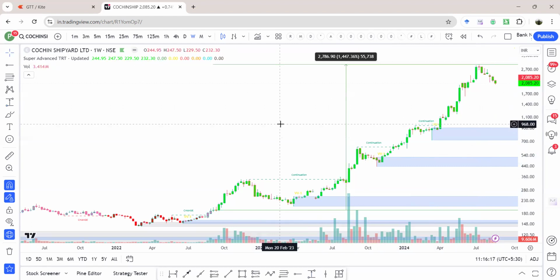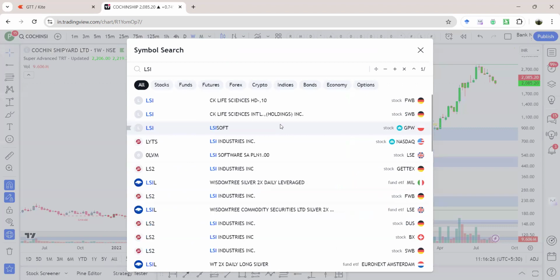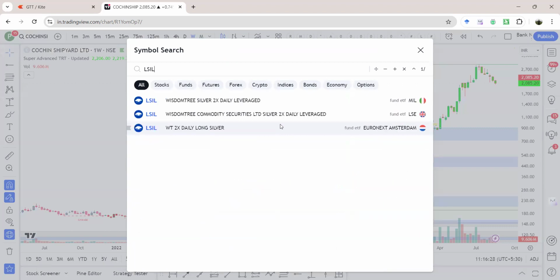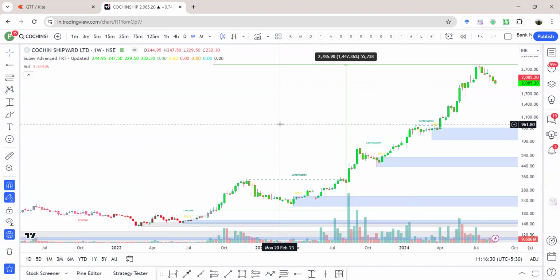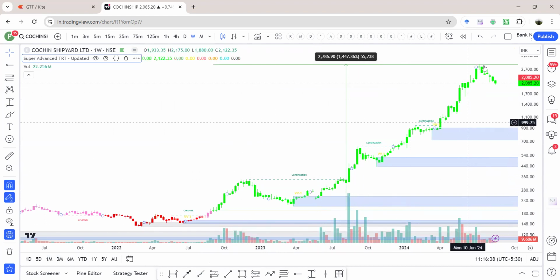There are some people who will show you they have made 11,000% return. What is the name of that stock? LSIL, I think. Anyways, I don't remember the stock name, but there will be many periods of drawdowns like 40%, 30%. And if you want to make 100 times gain, then you will have to see 70% drawdown in your profit also.